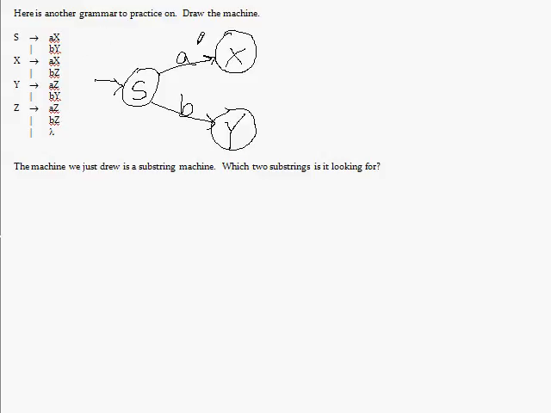So finish drawing the machine, and then to answer this question, look at that machine. It's going to be one of those substring machines that has two backbones. Here's the beginning of a backbone for a substring that starts with A, and here's one for a substring that starts with B. To answer this question, just look at it and tell me which two substrings this machine is looking for.